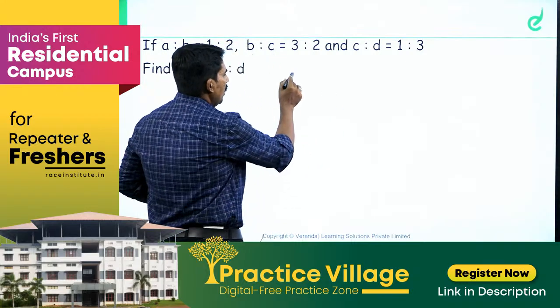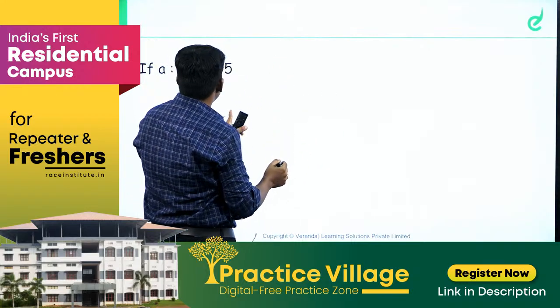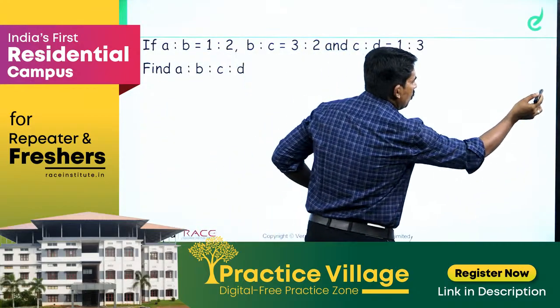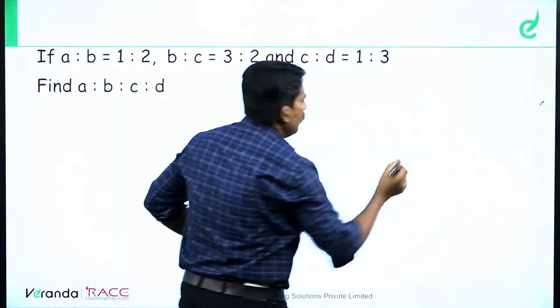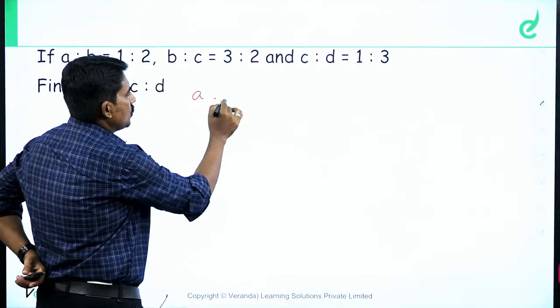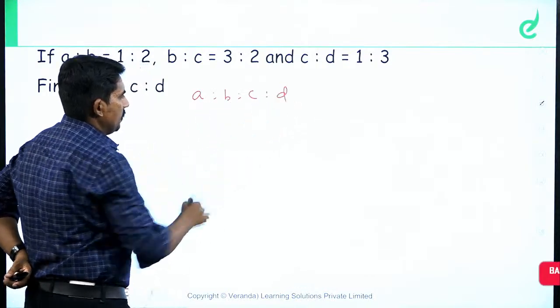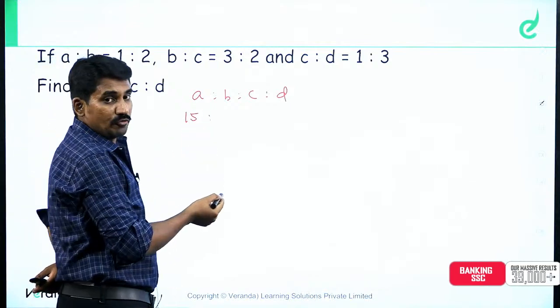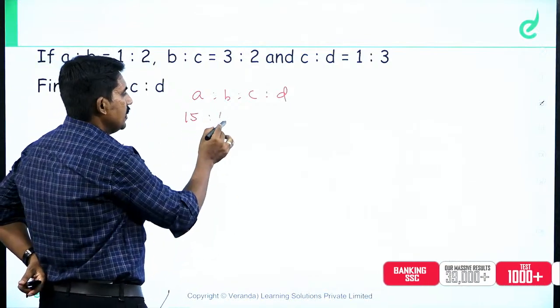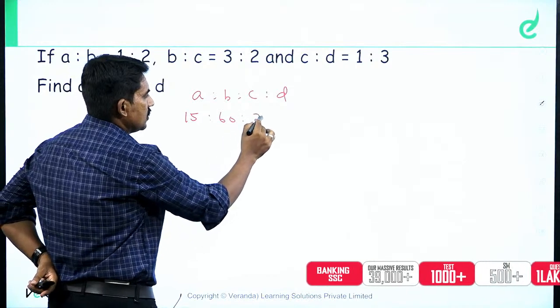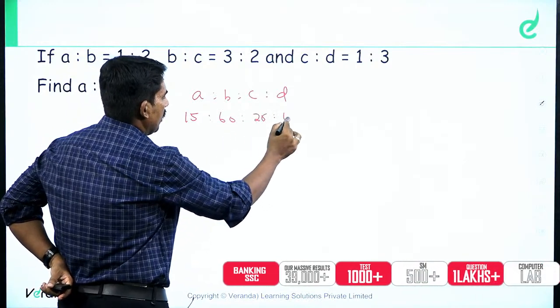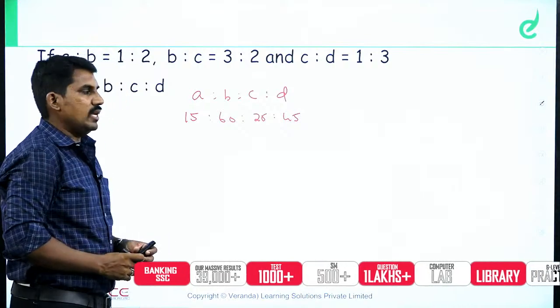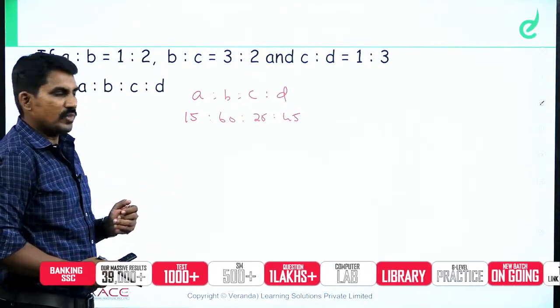Now listen, for data with 4 things, that is A is to B is to C is to D. For example, they have given a value, for example, 15, 60, 25, 45, right?